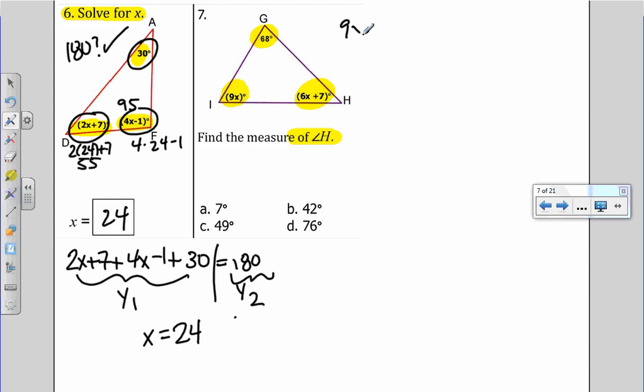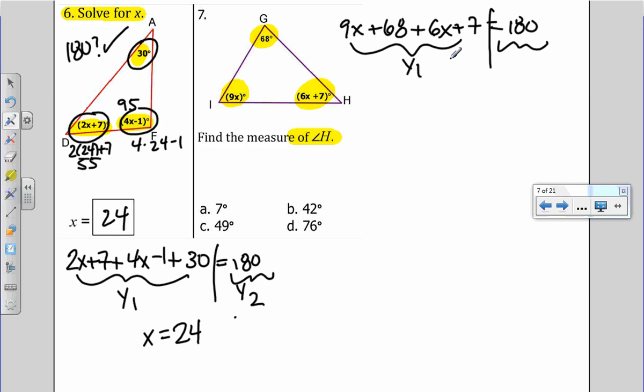So I add 9x plus 68 plus 6x plus 7, and that should be equal to 180. You pick your favorite method of solving. You should probably pause now and do this on your own.